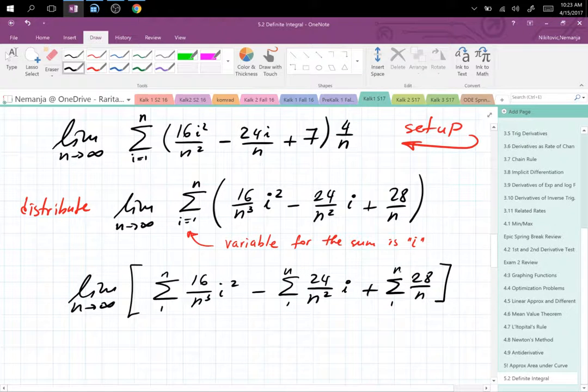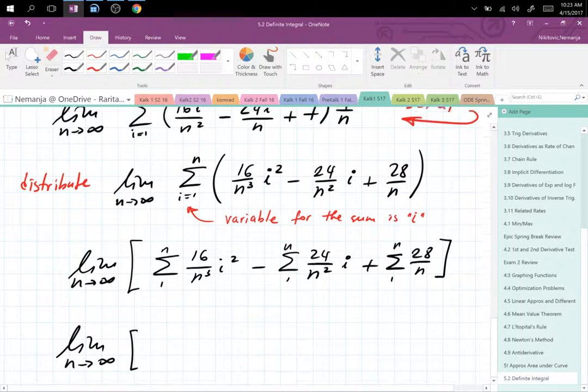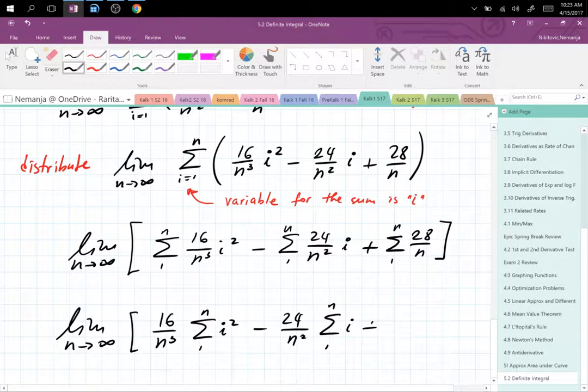And now I'm going to kick out all of the non-i things, because the variable is i. So that's the one that cannot escape the operator, but everything else can, because for the i's of that operator it's a constant. So 16 over n cubed can be kicked outside, and I'm left with summation of i squared, minus 24 over n squared summation of i, plus 28 over n summation of just the number 1. That's the only thing that stays.